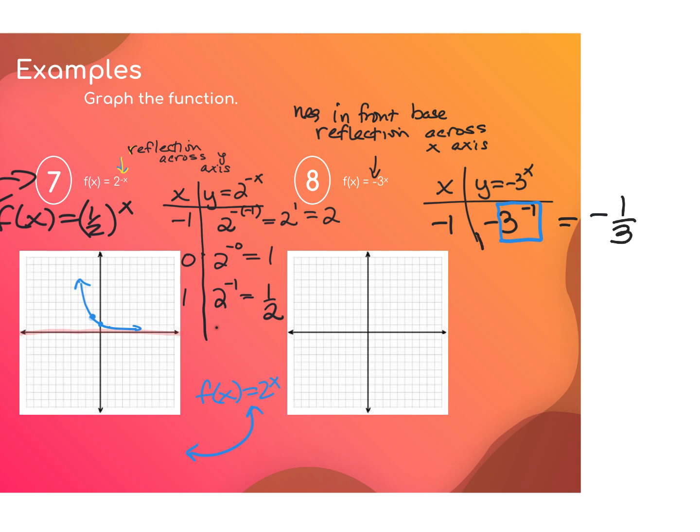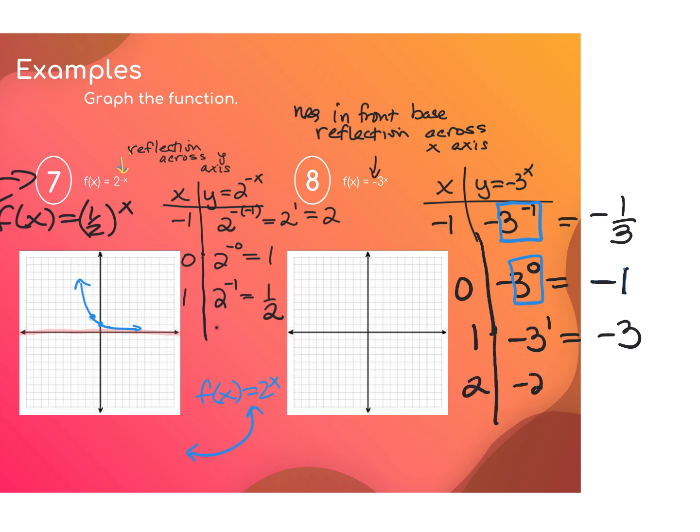Then if I plug in a 0, -3 to the 0 power. Be careful on this one. The only thing that has the 0 power is the 3, and then the negative goes in front. So this becomes -1. So be careful when there's a negative sign in front of the base. And if I plug in +1, -3 to the first becomes -3. Even if you plugged in 2, -3 squared, this is -9, because again, the power is only on the 3 and the negative goes in front.